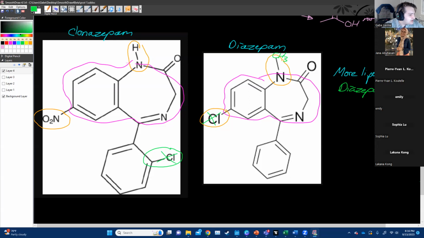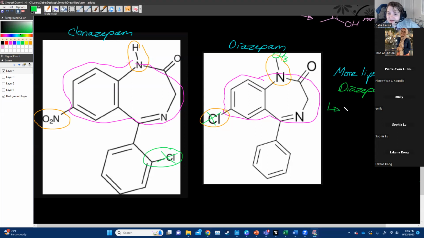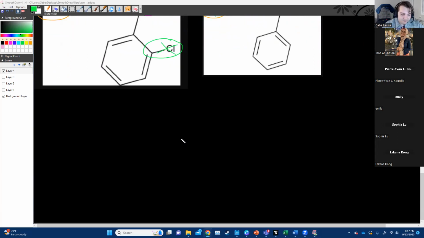Does this make sense how we talked about this? Kind of, sort of. Okay, diazepam is more lipophilic because it's more weakly polar. It is more lipophilic because it is less polar. Yes, okay. Got it. Thank you. No problem.